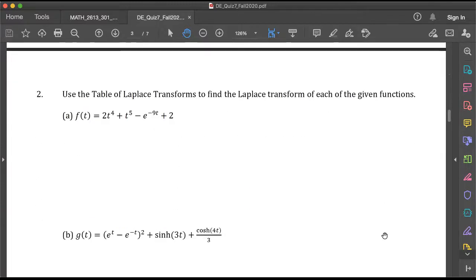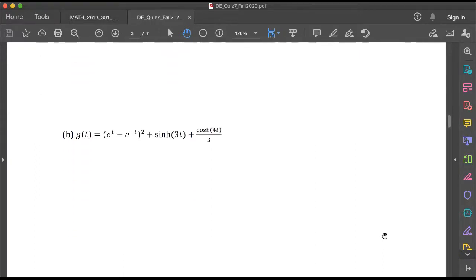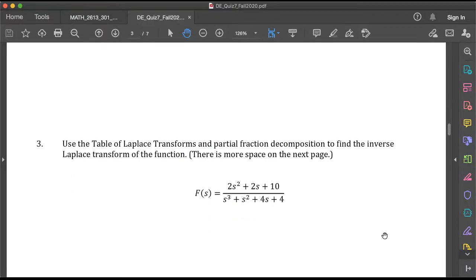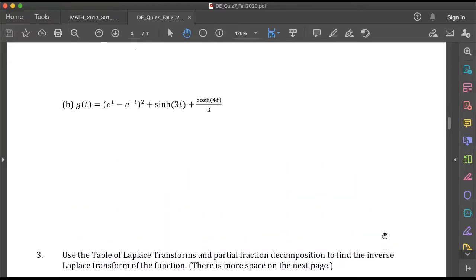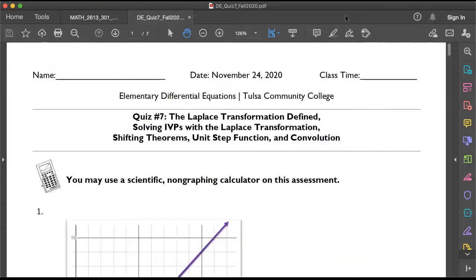The second problem deals with using a table of Laplace transforms to find the Laplace transform of each of the functions, and then using a table of Laplace transforms in partial fraction decomposition to find the inverse Laplace transform of the function. So that's the plan. I'm going to work this out on my paper for you. We'll start with the first problem.